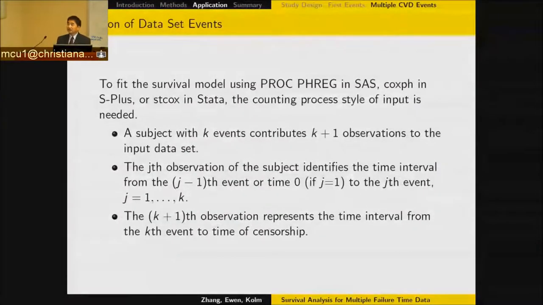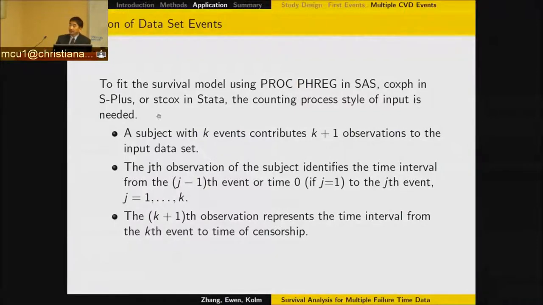To fit the survival data, we can use something like PROC PHREG, and we can also use GENMOD or others. The counting process data input is needed, which means we have to have a mechanism to count the multiple events. A subject with K events contributes K plus one observations to the input data set. For example, if a patient had two events, we look from the beginning to the first event, from the first event to the second event, and also from the second event to the end of the study, or to the time of loss to follow-up.